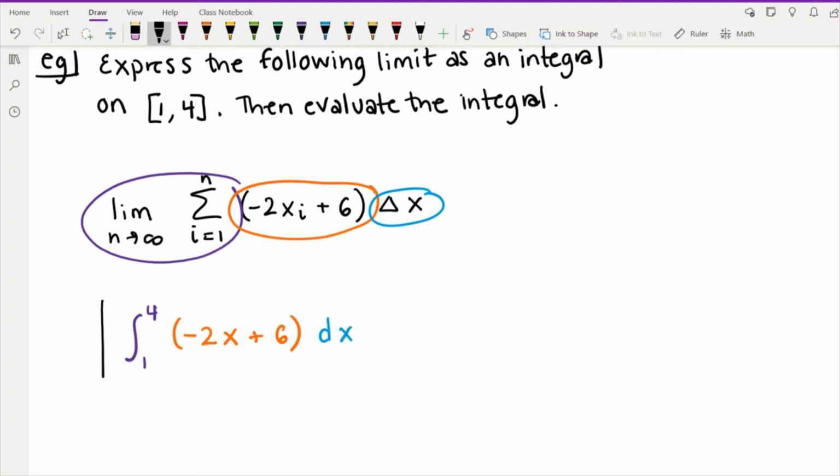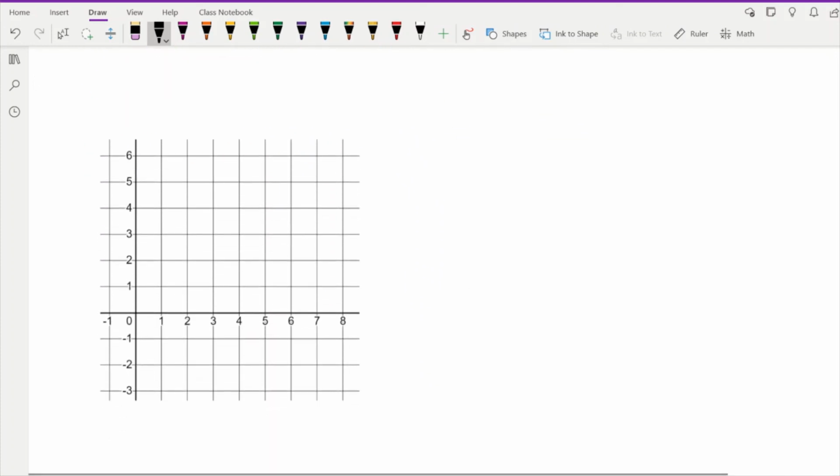Okay, so how do we go about evaluating this using what we've learned so far in this class? Well, this is the area bounded by the function f of x equals negative 2x plus 6. So what we want to do is graph the function f of x equals negative 2x plus 6, and then look at the area between that function and the x-axis from 1 to 4. So we did a lot of examples like this earlier on.